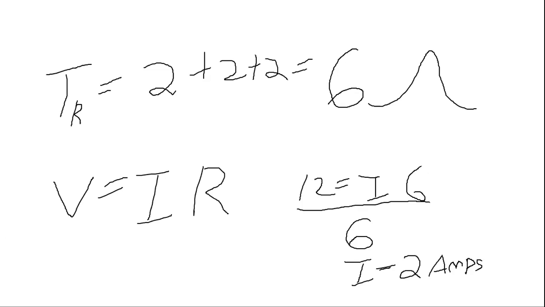Okay. Notice we can't find the current for each individual item because they all have the same current. So every device in that circuit has 2 amps of current running through it.